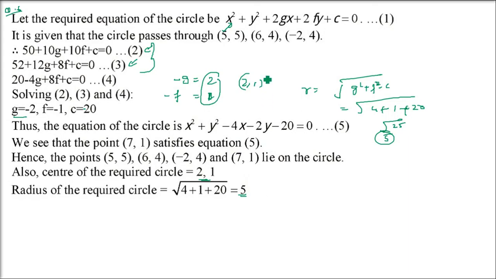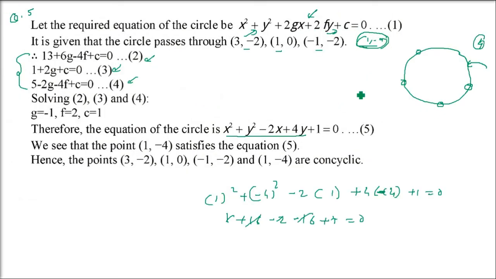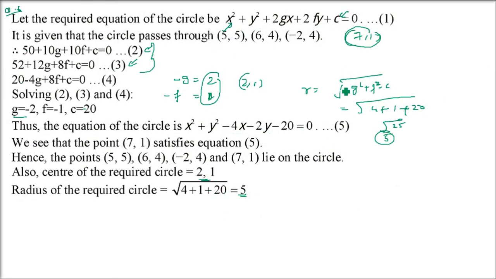Now when the equation comes, just put in the fourth point, which is 7 and 1. As I said, you could have taken any point. Whichever is remaining, here we have taken the first 3, so 7 and 1. Just put it in here and you'll get 0. So this is concyclic, same as the previous question. The center, g and f, and the radius have all come.